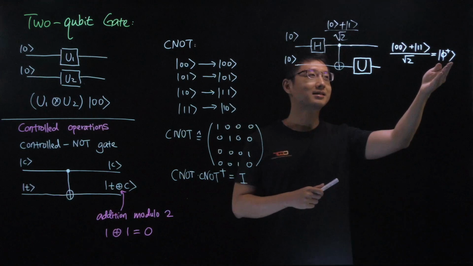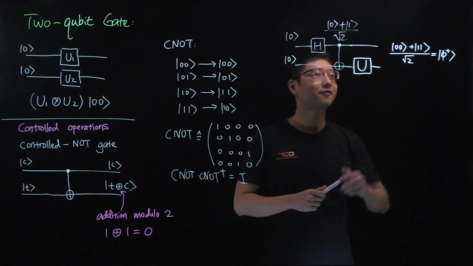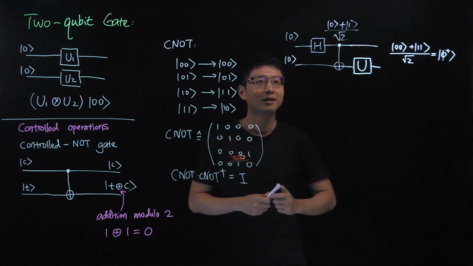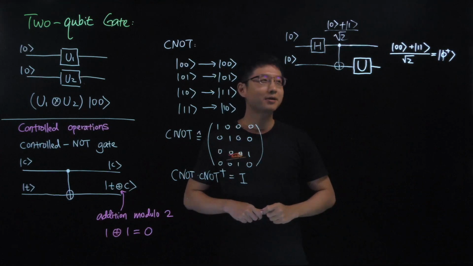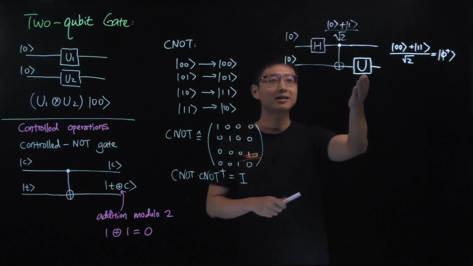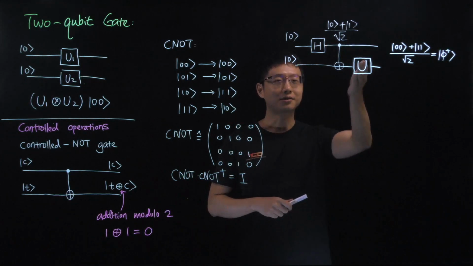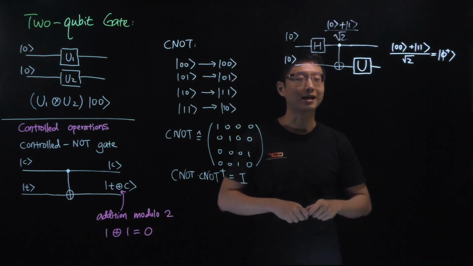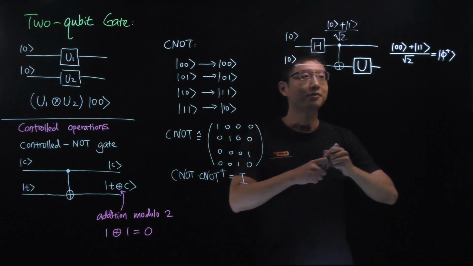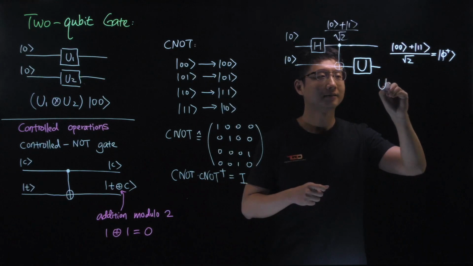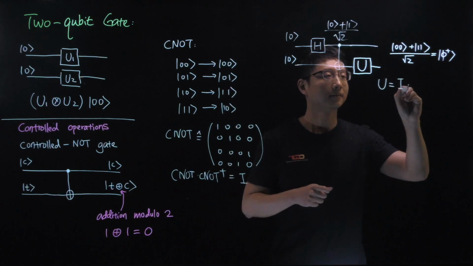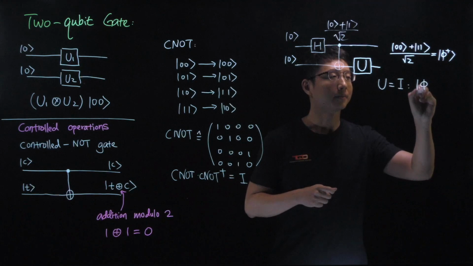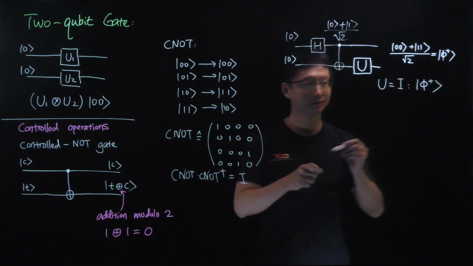And this is one of the Bell states, the phi plus state. How to produce the other 3 Bell states? Well, that is why I've drawn a box with the U inside, where the U could be a certain unitary that helps us to produce the other Bell states. So if the U here is the identity, then the output state will be the phi plus.